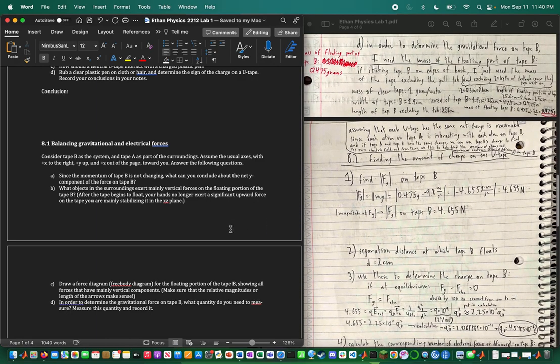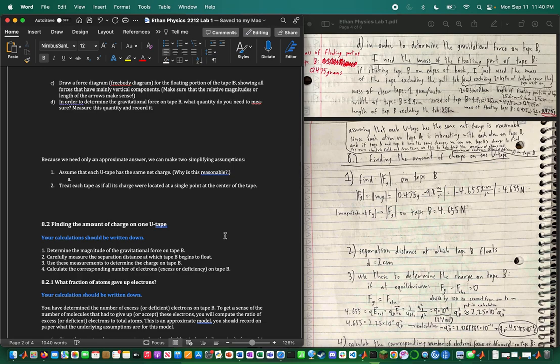Then there are some assumptions that we do need to make, like that we have to assume that each U-tape has the same net charge, which we must do since each atom on tape A is interacting with each atom on tape B. If tape A and tape B have the same charge, we can use tape B's charge to find its own electric field from there, and we use this to help find the number of atoms and the number of electrons excess or deficient on tape B.